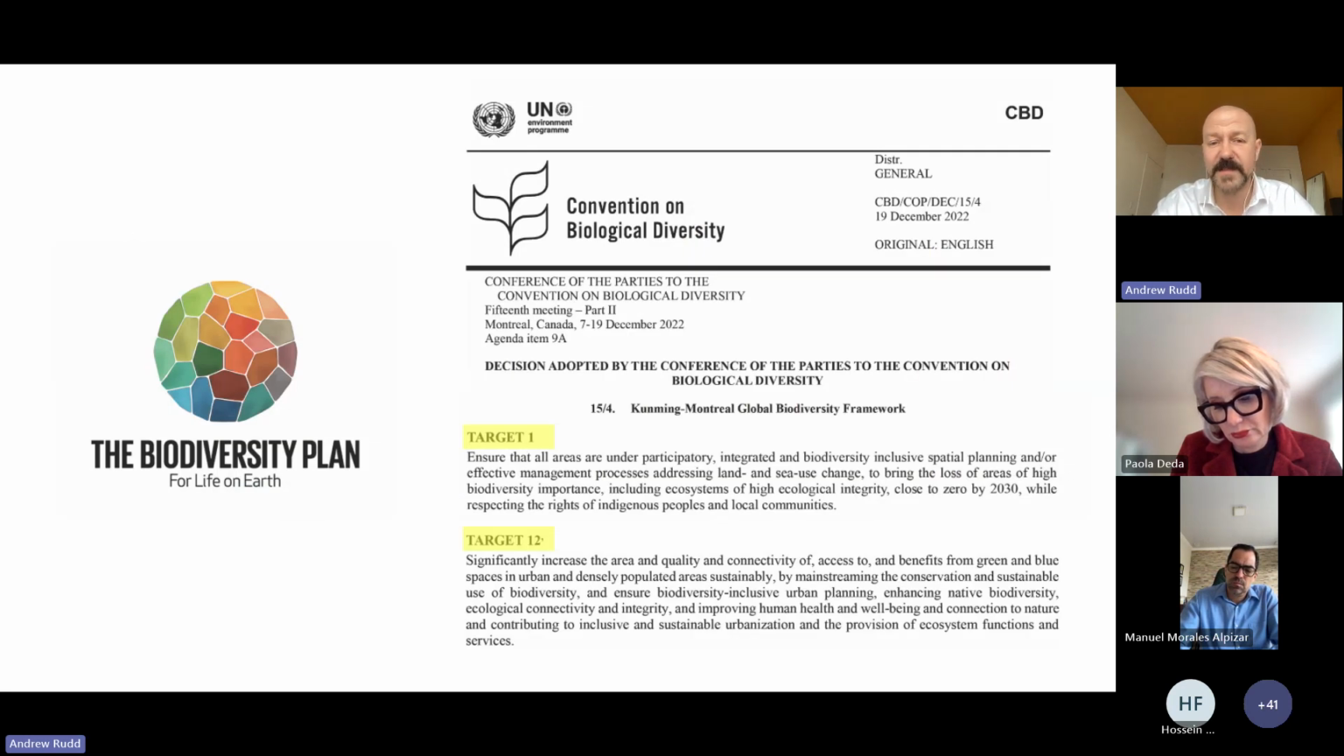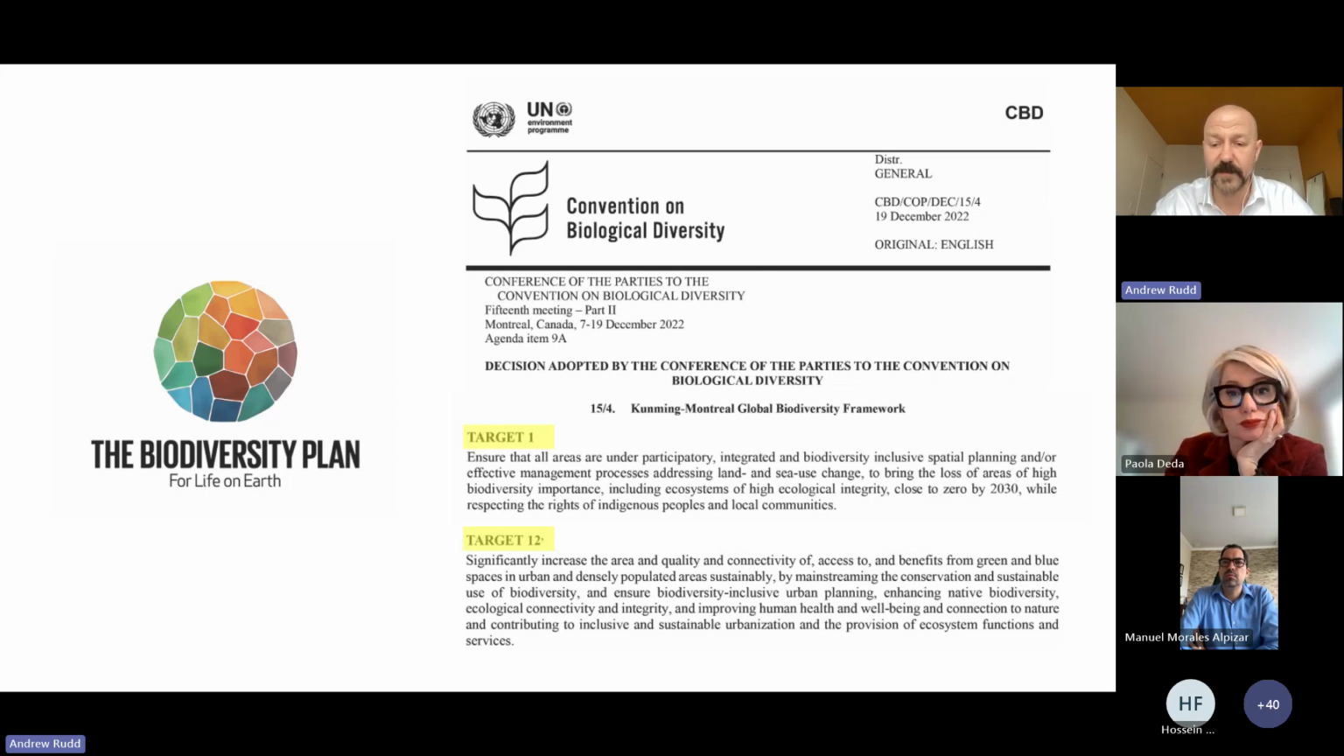In the nick of time, it was then that the Global Biodiversity Framework, now known as the Biodiversity Plan, was adopted in 2022, Kunming, Montreal being the two hosts. And amongst many other things, including one of the headline goals of protecting 30% of the Earth's land by 2030, aka 30 by 30, we're quite excited about two very novel first ever targets shown here.